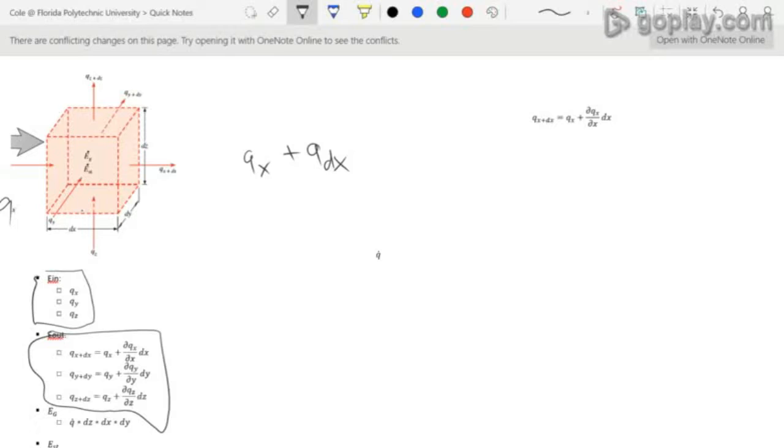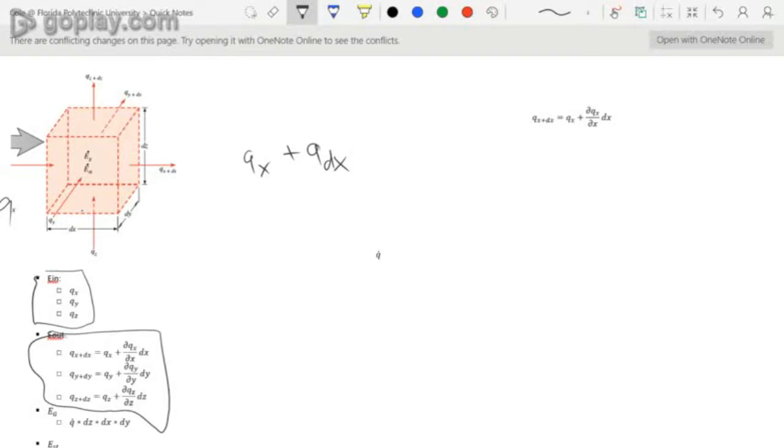And it's going to be the Q of X plus some partial Q of X with respect to X. And same with the Y and the Z. So you're going to get the Q of Z plus the partial heat transfer with respect to the Z direction. And then you'll get the Q of Y plus the change in heat with respect to the Y direction.